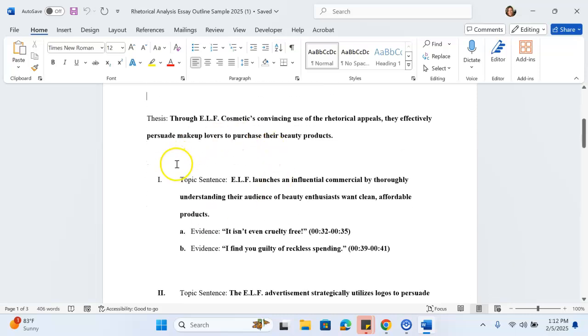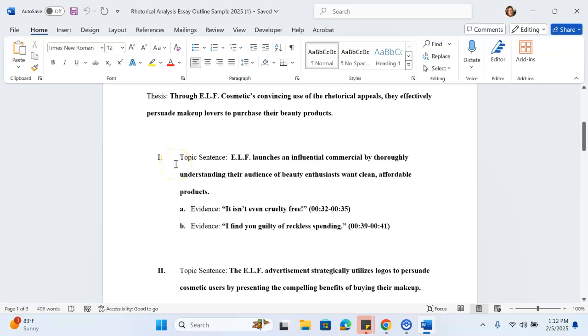Then, for each body paragraph, I ask you for a couple of things: the topic sentence for the paragraph and just the evidence you are going to use. So she provides her first topic sentence. e.l.f. launches an influential commercial by thoroughly understanding their audience of beauty enthusiasts who want clean, affordable products. This topic sentence is identifying who the audience is and how we know. And then it provides two examples that support this topic sentence.